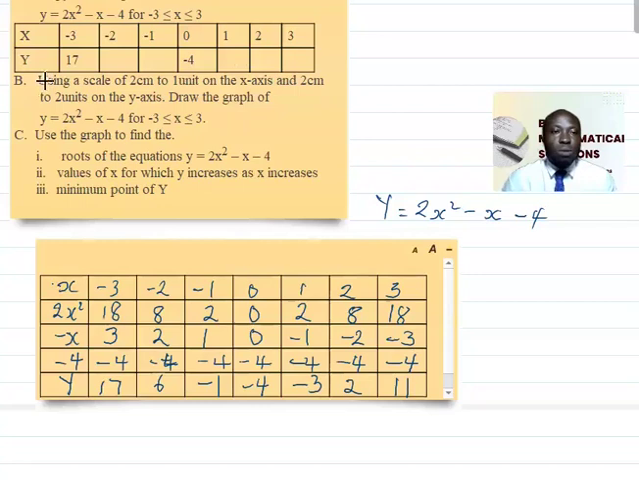The second question says, using a scale of 2 centimeters to 1 unit on the x-axis and 2 centimeters to 2 units on the y-axis, draw the graph of y equals 2x squared minus x minus 4 for minus 3 less than or equal to x less than or equal to 3. So now let us plot the graph.